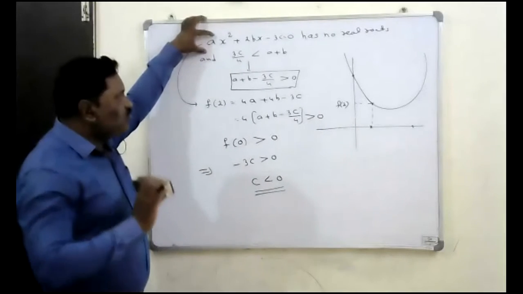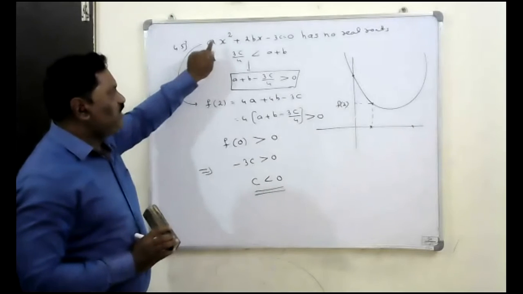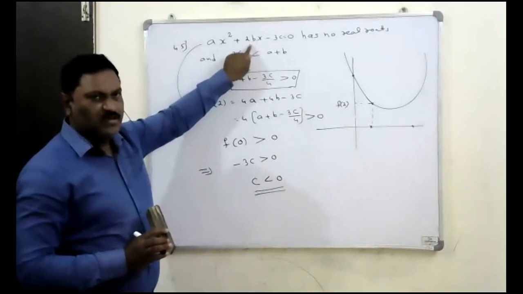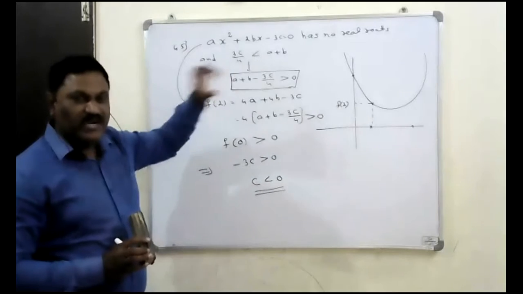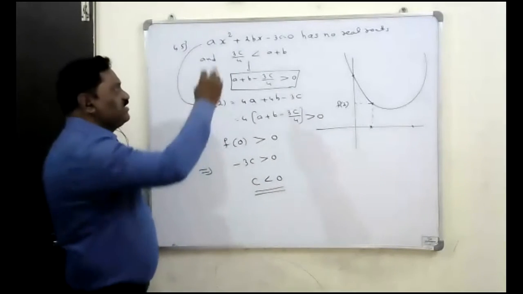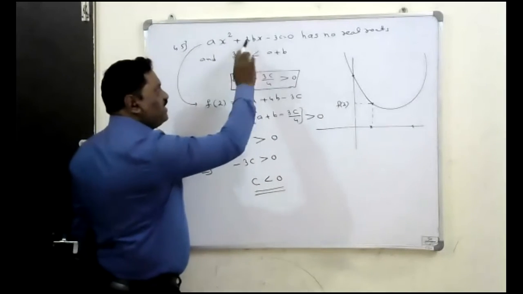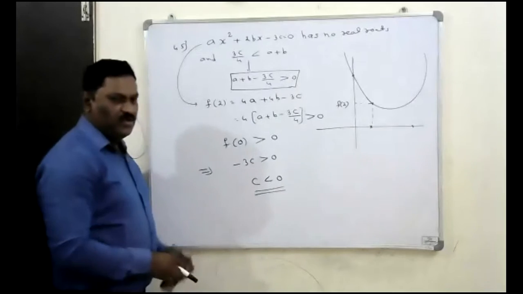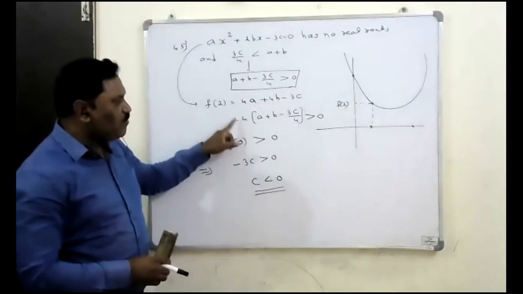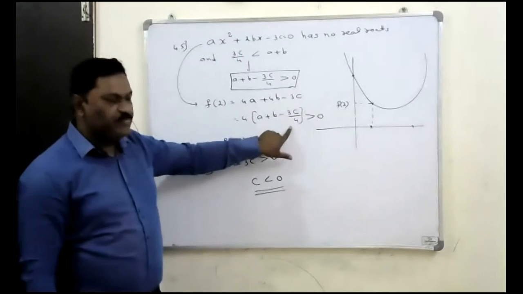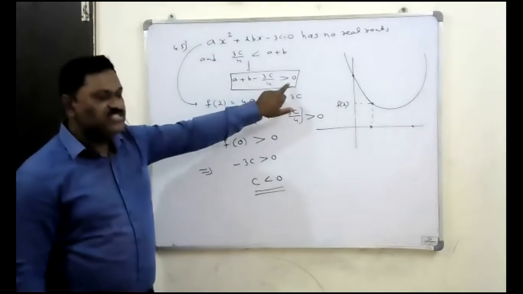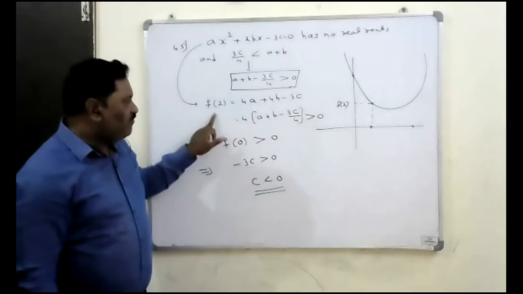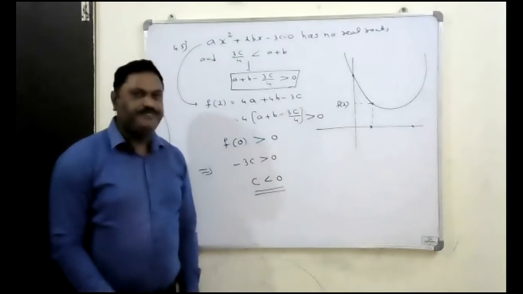If I keep x equal to 2 there, then 2 square means 4a, and 2b into 2 means 4b. So 4a plus 4b, taking 4 common, we get a plus b. That idea we should get. So keeping x equal to 2, we get 4a plus 4b minus 3c. If you take 4 common from that, we get a plus b minus 3c by 4. This is the given condition, and it is positive. This means f of 2 is positive.